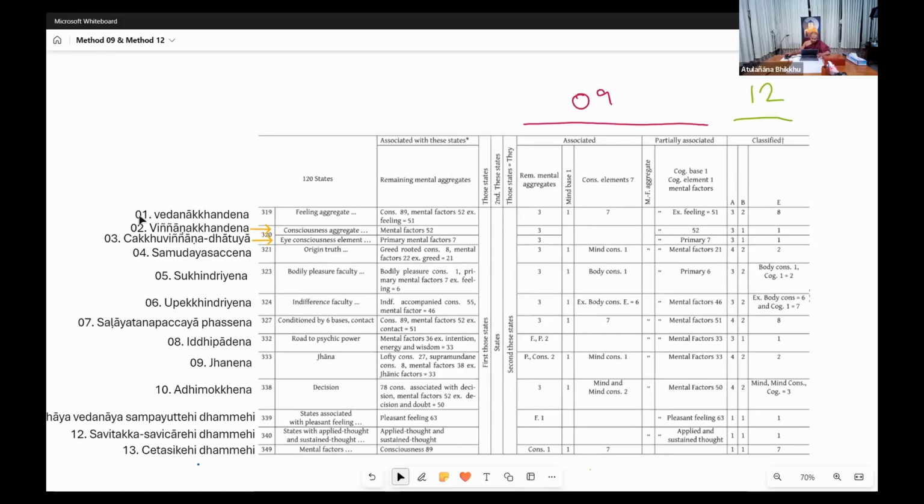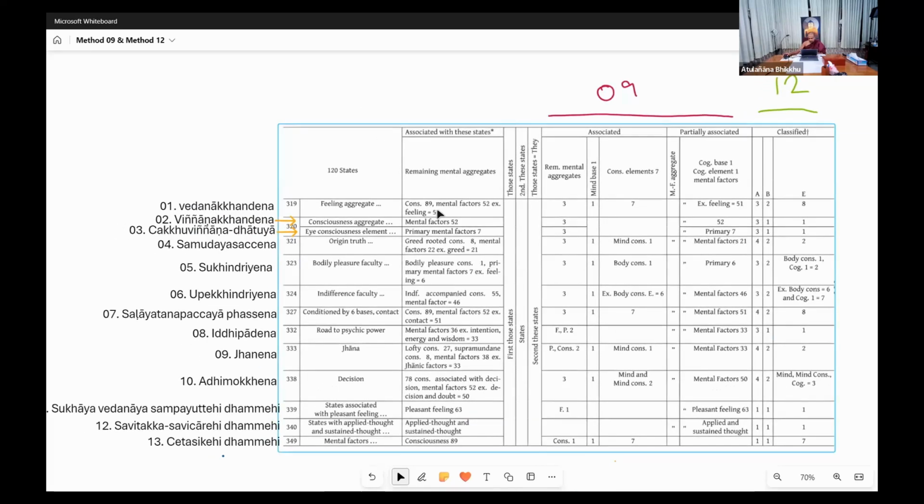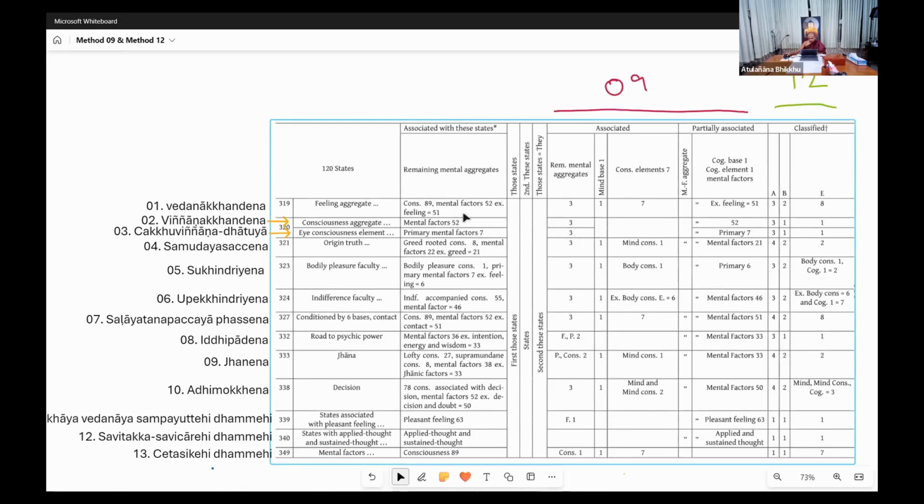So we'll move to group number 1. Vedana Khandena, right? Vedana Khandena Ye Dhamma Sampayutta, associated with these states, right? So whatever dhammas are associated with the Vedana Khanda are the 89 consciousness and 52 mental factors, excluding feeling. So ideally it should be 51 mental factors, which means excluding the feeling.